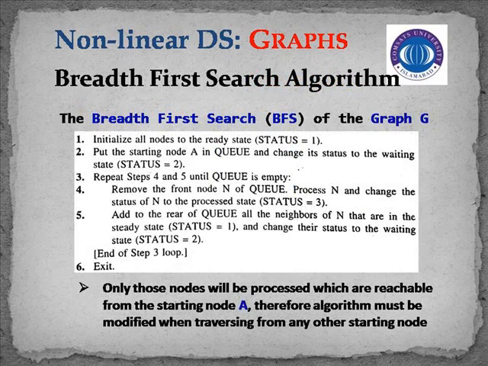Dear viewers, the breadth first search algorithm of the graph G is formally defined here in this slide. Only those nodes will be processed which are reachable from the starting node A. Therefore, the algorithm must be modified when traversing from any other starting node.